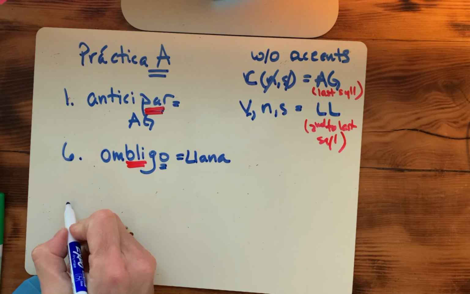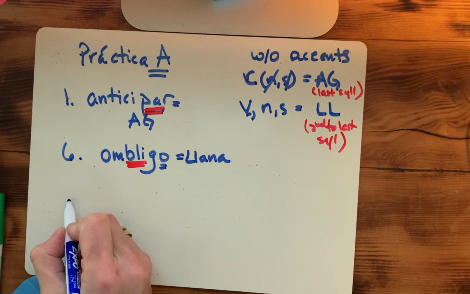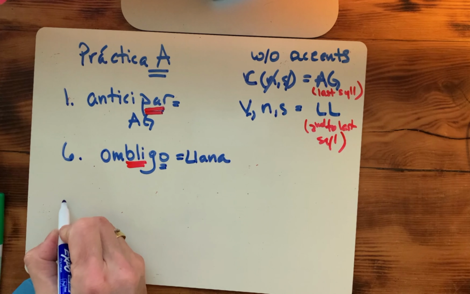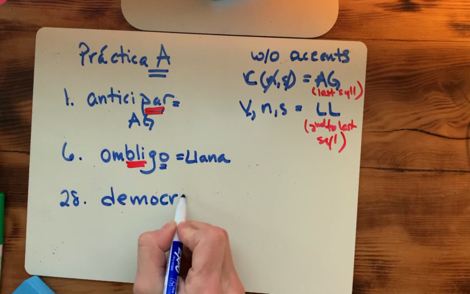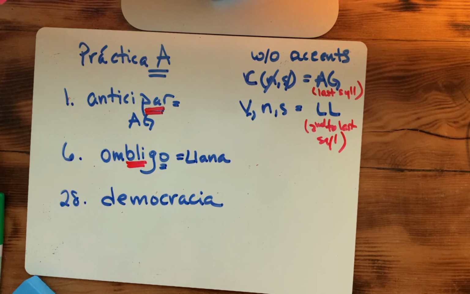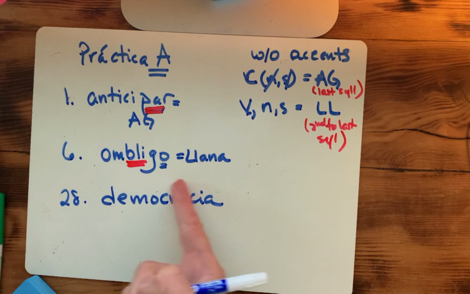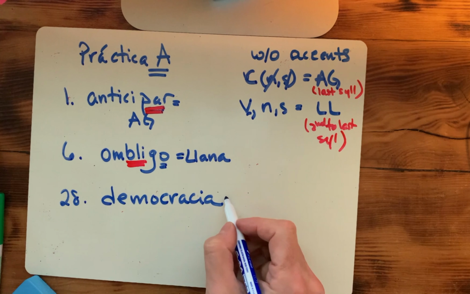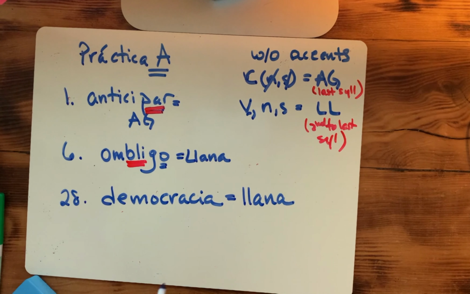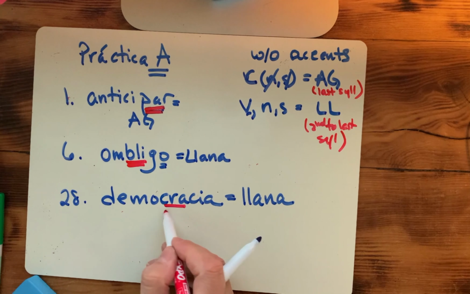And I can also do number 28. 28 is frequently mispronounced by English speakers because of the influence of how we say the word in English. You pronounce it democracia. Now you heard how I said it. Now you're going to apply the rules to be able to categorize this word properly. It's a word without a written accent on it, ends with a vowel. Therefore, it's a llana. That means it's right here, democracia.